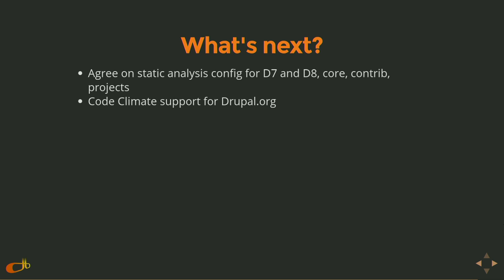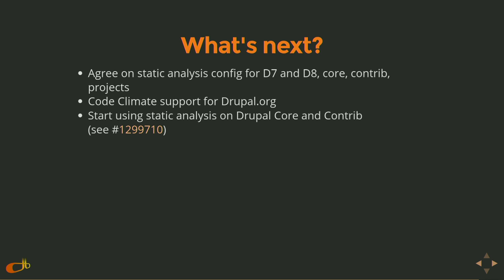Right now, CodeClimate does not support any other domain besides GitHub. If they supported Drupal.org, that would allow us to not rely on Drupal's infrastructure team to have to support this tooling. CodeClimate could easily do this. Start using static analysis on core and contrib. There's a ticket out there right now that talks about this. There's not a lot of activity. Go take a look.